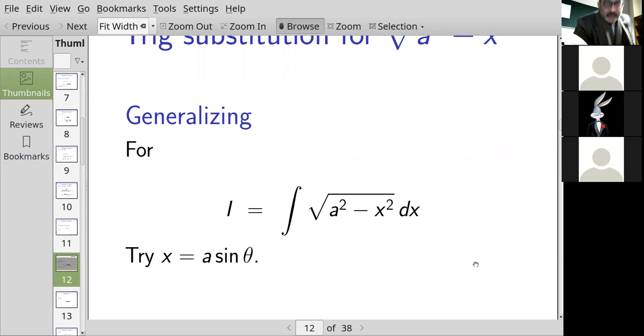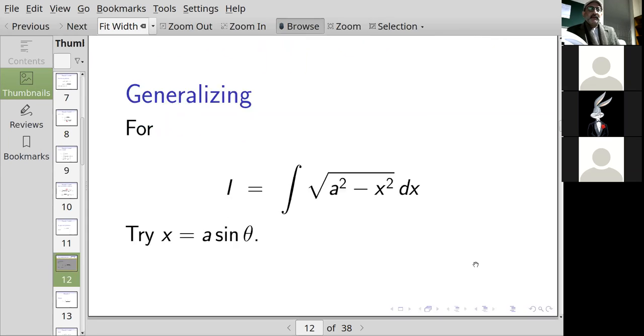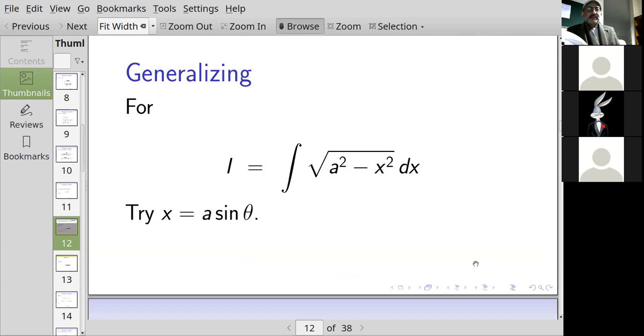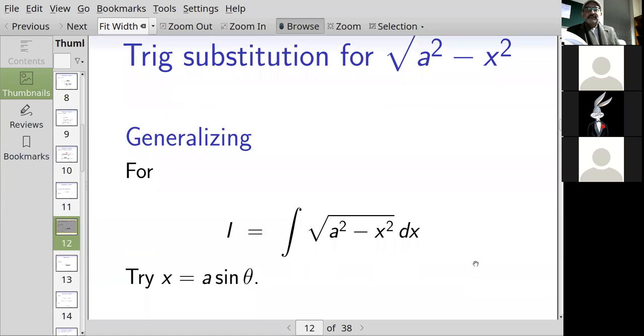And then I have, underneath the root sign, a squared minus a squared sine squared theta. So I factor out the a squared. So I've got a squared times 1 minus sine squared. So a squared cos squared theta, right? Okay. So the integral proceeds much like the same that you had before, except you've got some constant a floating around. Okay. So if you have the integral of root of a squared minus x squared dx, you can try x equals a sine theta.